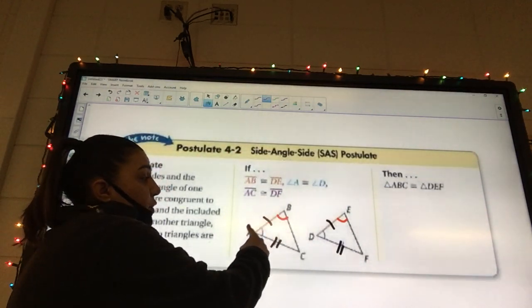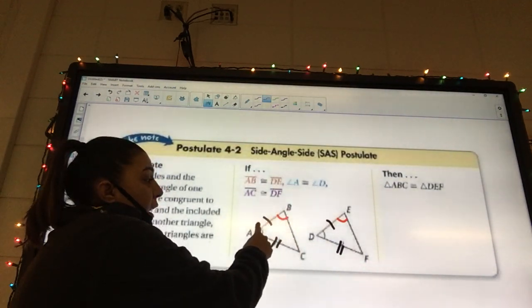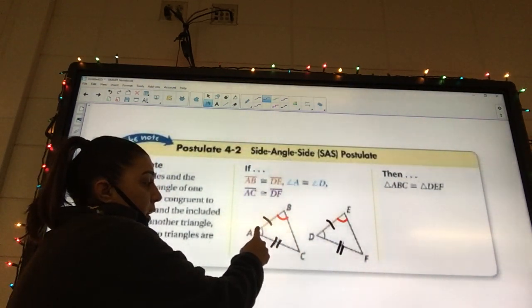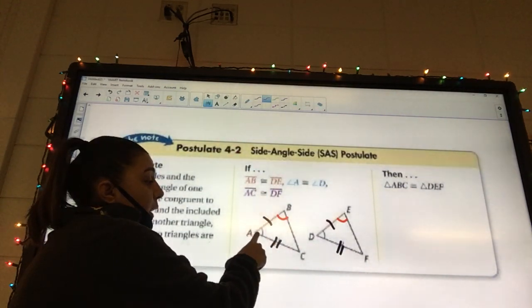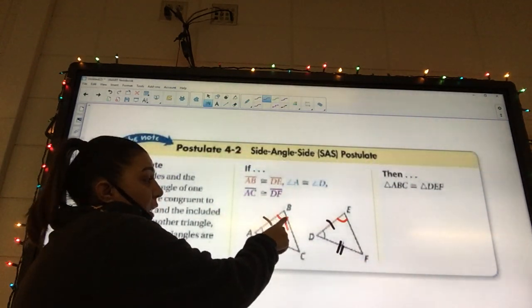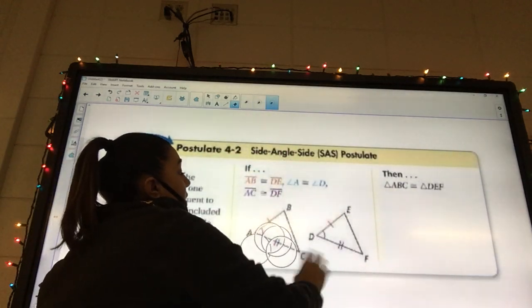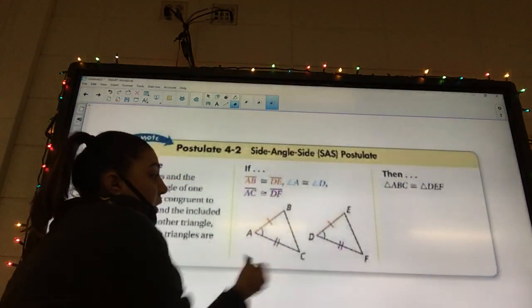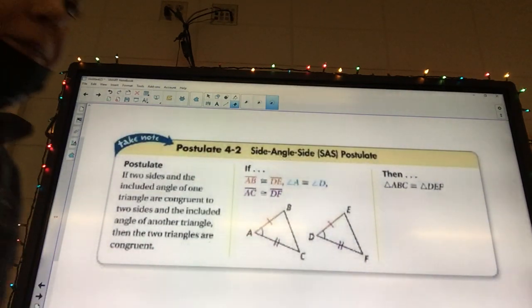If you were to trace your finger around the triangle, you should start off on a side, then hit the angle, where you should see a marking, and then hit another side. You can't do it this way because we would hit a side, and there's no angle marked here, and no side marked here. It has to be side, angle, side. If you have a side, an angle, and a side on both triangles, then you can say those two triangles are congruent.